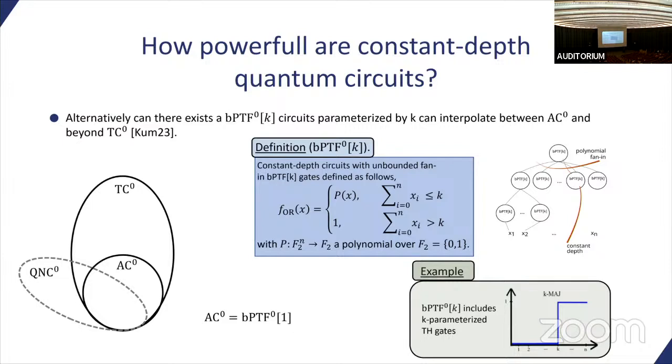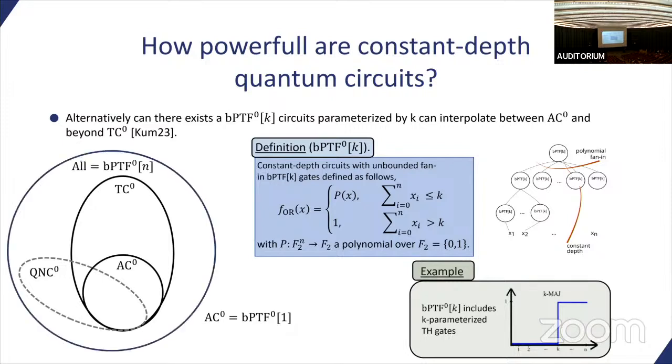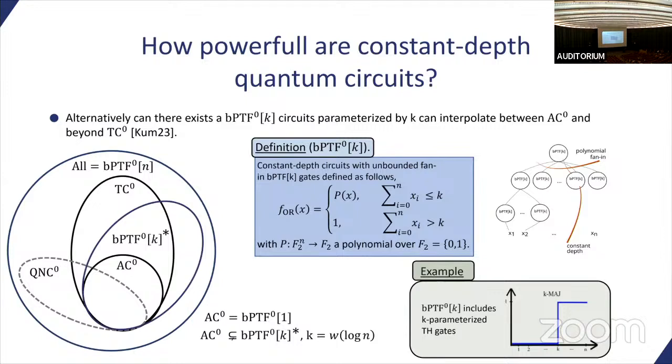And now, to show a little bit how this class relates to previous classes: when k is 1, we get exactly AC0. When k is n, it trivially computes everything, because it can simply output any function that we want. But when k is just super logarithmic, then it's a strictly larger circuit class than AC0, and it has a non-trivial overlap with TC0.